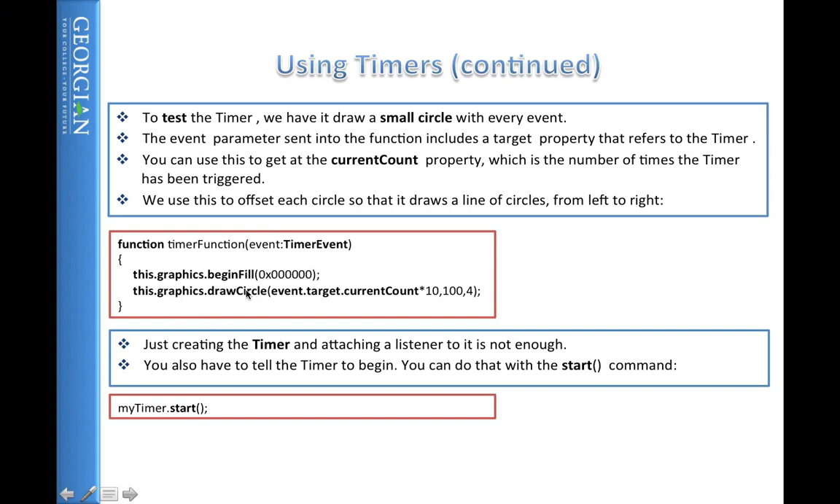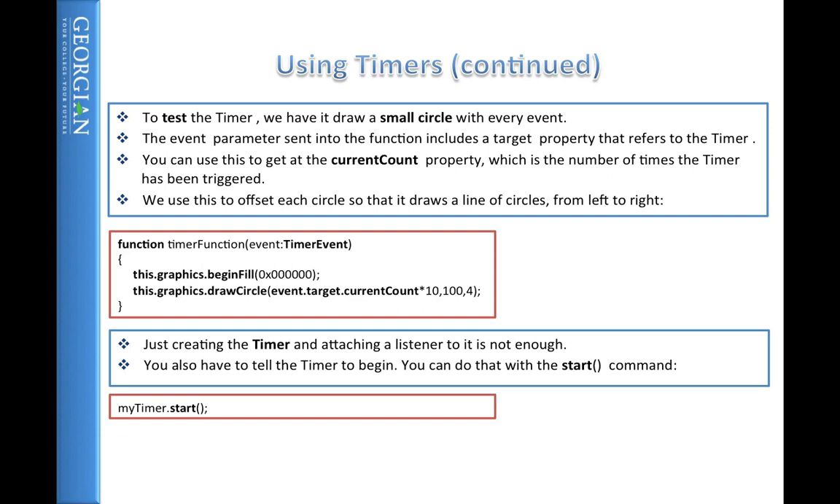So here's what I'm doing here. I'm saying, draw my circle, and where am I drawing it? I'm going to take my x coordinate, which is 10 times my current count. So it's going to move across the screen, a circle that's going to move across the screen every second.